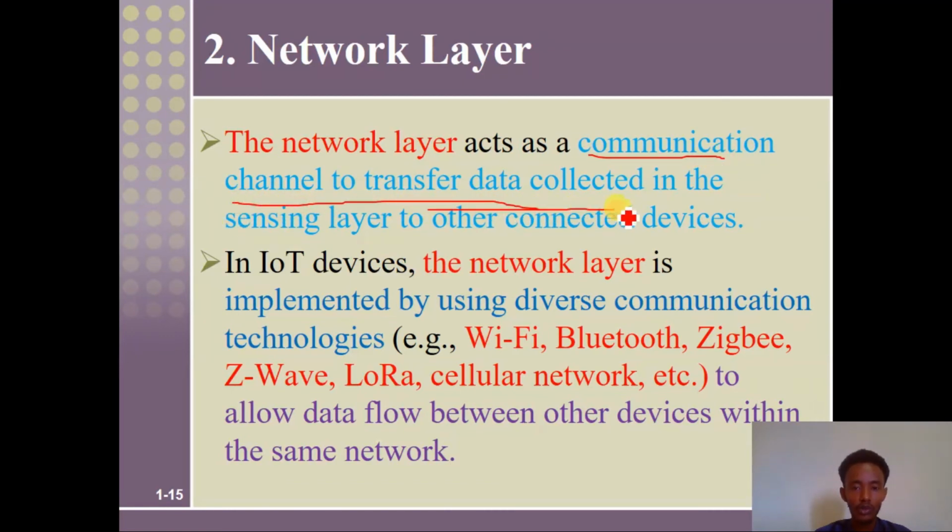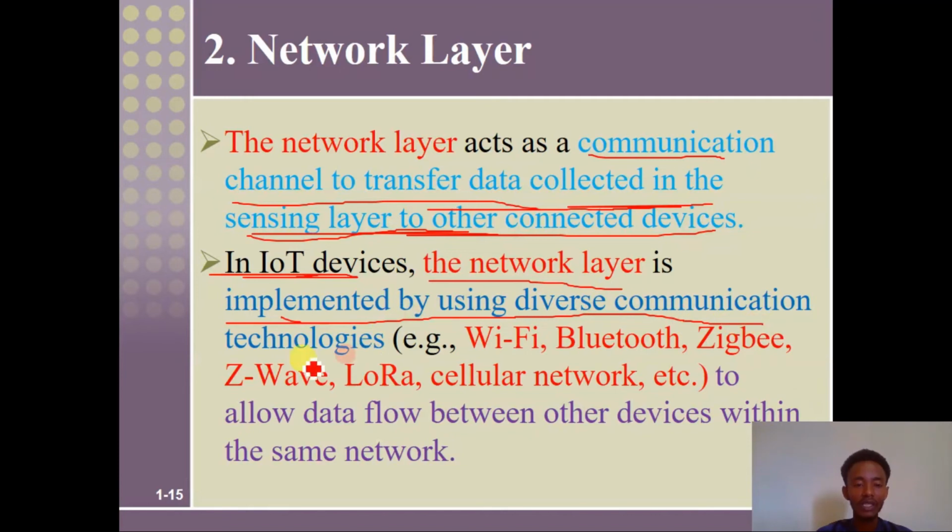It is a communication channel to transfer the data collected in the sensing layer to other connected devices. In order for every connected device to communicate with each other, this network layer is very important. If there is no network layer, there is no communication among the smart devices. In IoT devices, this network layer is implemented by using different communication technologies, so that our devices are able to communicate with each other. These diverse communication channels may include Wi-Fi, Bluetooth, Zigbee, LoRa, and cellular networks. These are the communication channels that pave the way for our smart devices to communicate with each other.